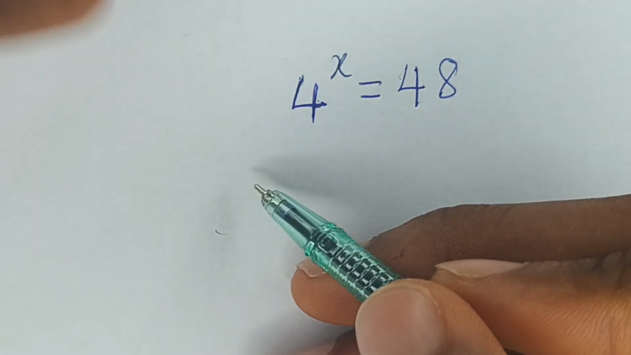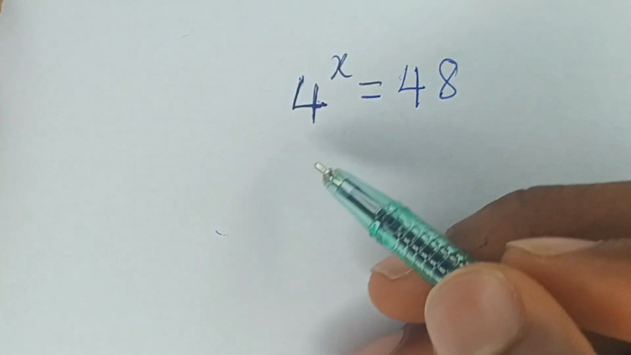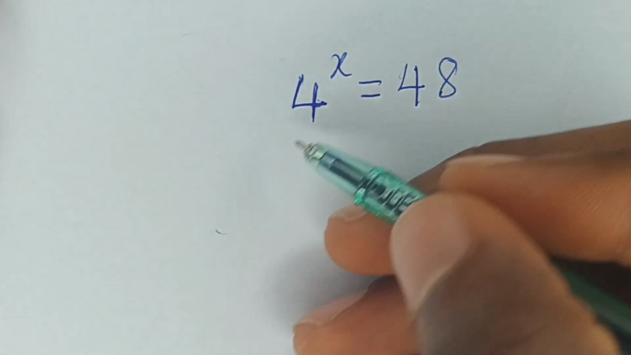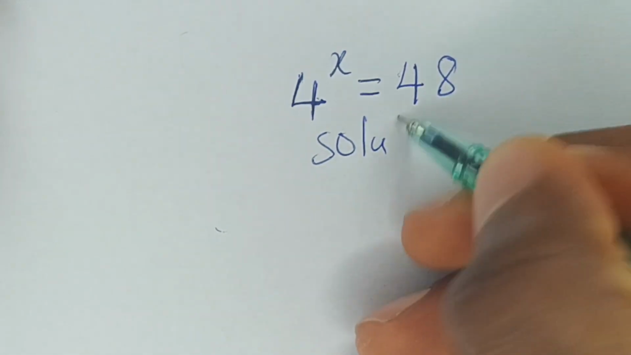Let's solve this equation together. It says 4 raised to power x is equal to 48. Okay, so how do we solve this? Now, first things first, you're going to rewrite this. Okay, so I'll show you something now.